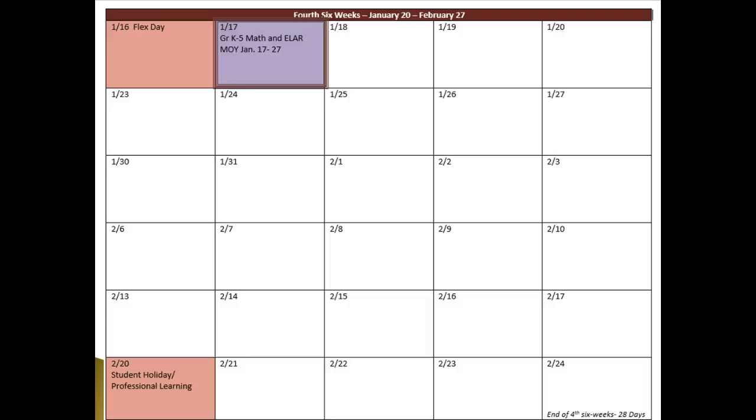Here's what our 6 weeks is going to look like. Notice there's only 28 days of school this 6 weeks. We have a flex day and a student holiday. And then during those 28 days, 1 day will be devoted to the middle of the year Universal Screener. You can use this sheet if you'd like to plan or just to sketch out your plans for our 4th 6 weeks.